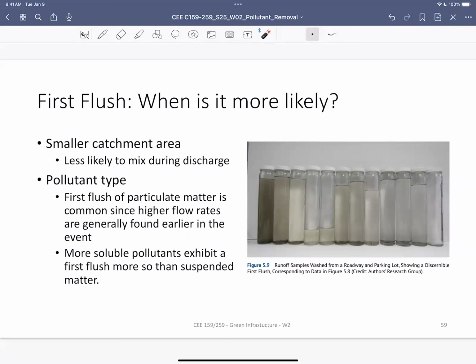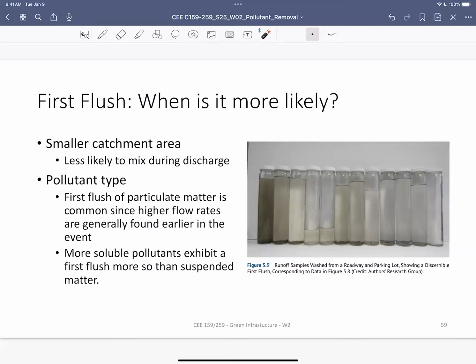So this is the picture: you can see that very early the TSS concentration was very high, and then as time goes, it becomes lower. And this volume is also first flush volume. You can see that some pollutants will have a distinct first flush effect.